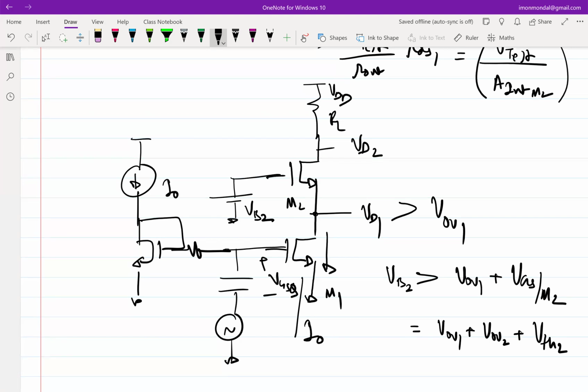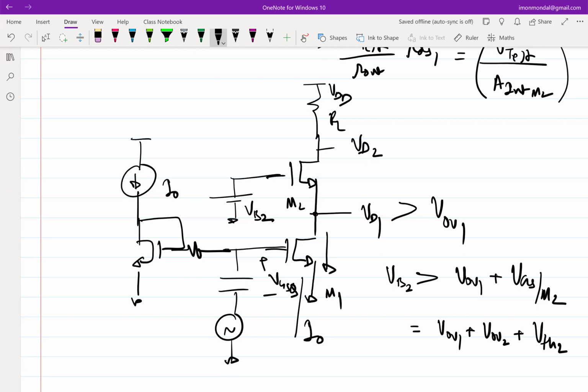Yes or no? Why yes? Why no? Why yes? VGS of which transistor is changing? If VGS of the input transistor changes, let me focus on this a bit. It's a very important concept.